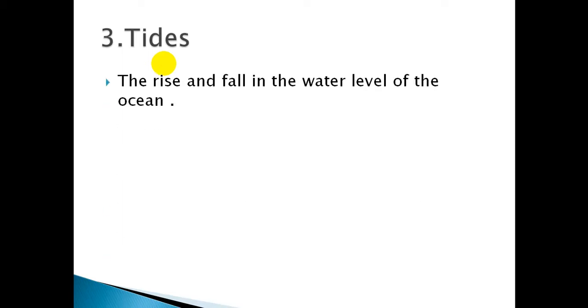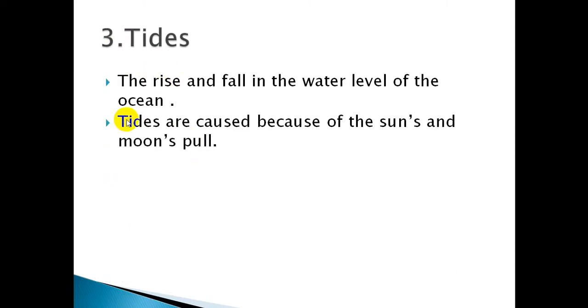Number 3, how does water move in the ocean? Tides. So we spoke about waves, we spoke about currents, and number 3, tides. The tide is the rise and the fall in the water level of the ocean. We will see the pictures that will show this. So number 3, tides, and the tides are the third kind of how water moves in the ocean. So number 1 was waves, number 2 currents, and number 3 tides.